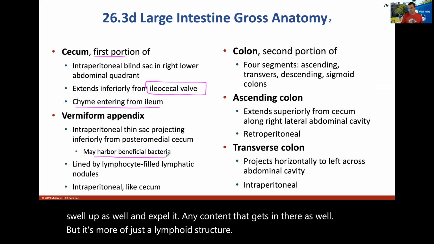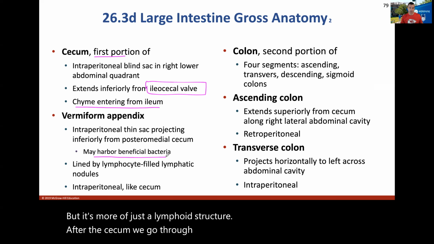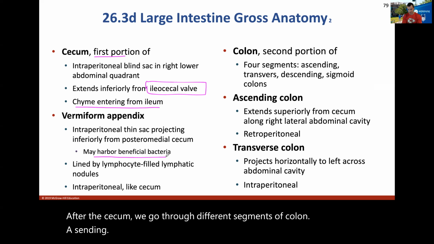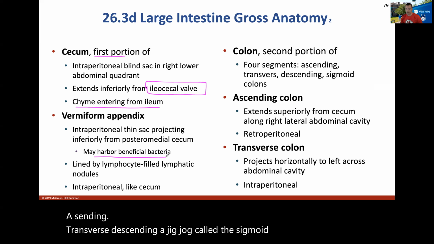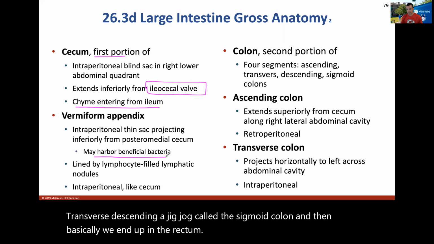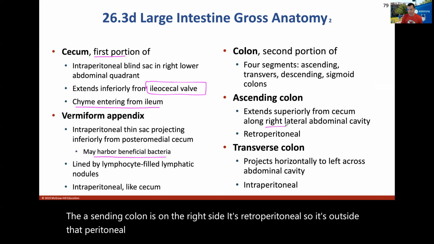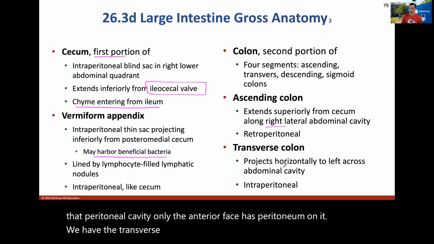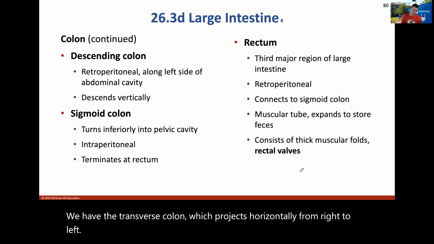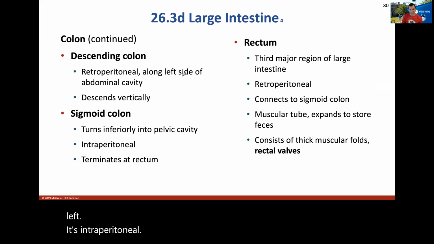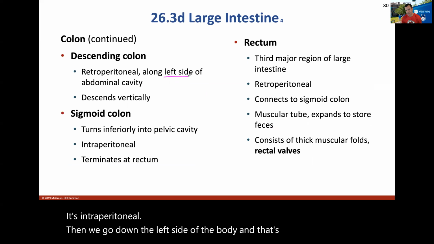After the cecum, we go through different segments of colon: ascending, transverse, descending, a jig-jog called the sigmoid colon, and then basically we end up in the rectum. The ascending colon is on the right side. It's retroperitoneal, so it's outside the peritoneal cavity. Only the anterior face has peritoneum on it. We have the transverse colon, which projects horizontally from right to left. It's intraperitoneal. Then we go down the left side of the body, and that's where we find our descending colon.